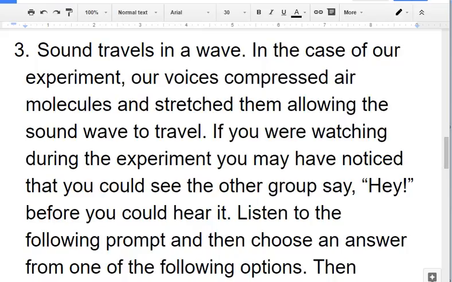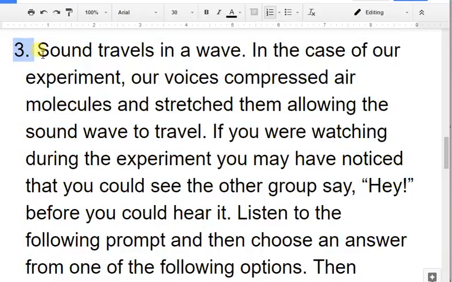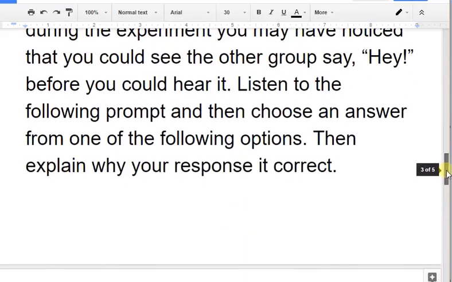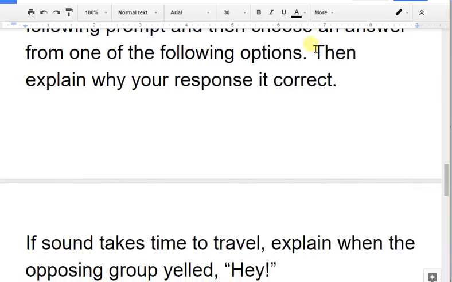Listen to the following prompt and then choose an answer from the following options. I'm going to read through this one more time, just so everyone understands what I just said. Sound travels in a wave. In the case of our experiment, our voices compressed air molecules and then stretched them out, allowing the wave to travel or propagate. If you were watching during the experiment, you may have noticed that you could see the other group say hey before you could hear them say hey. So now what you need to do is listen to the following prompt and then choose an answer from one of the following options. Then, and this is the important part, you need to explain why your response is correct.